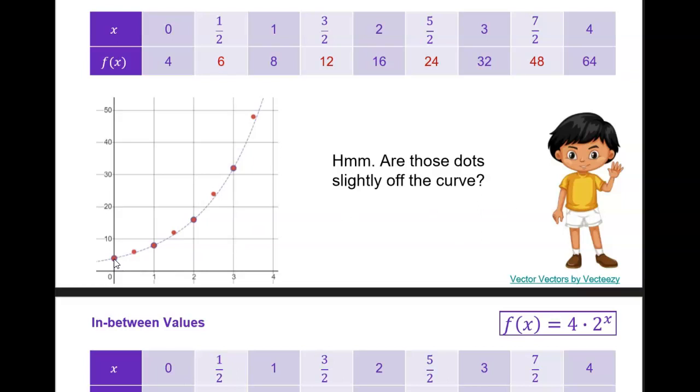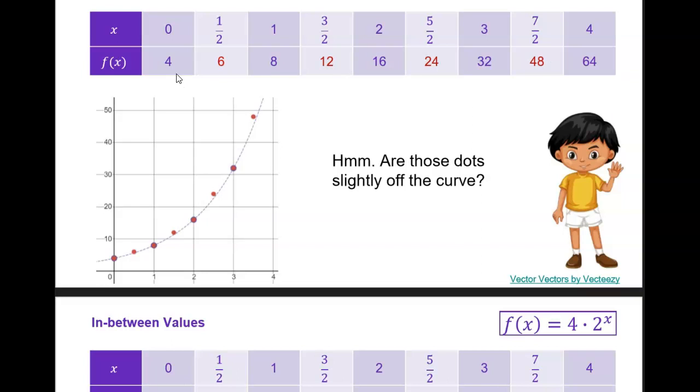Well, it looks like the dots that are at whole numbers that we did before, those ones are right on the curve. But these other ones are kind of a little bit off, just very slightly off. What's going on there? Why are those dots off? What do you think? Well, let's look at our pattern. Let's look at what's happening to our numbers here.